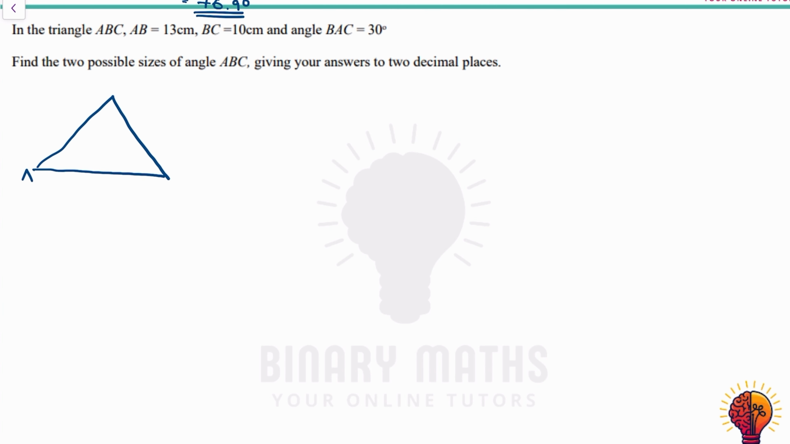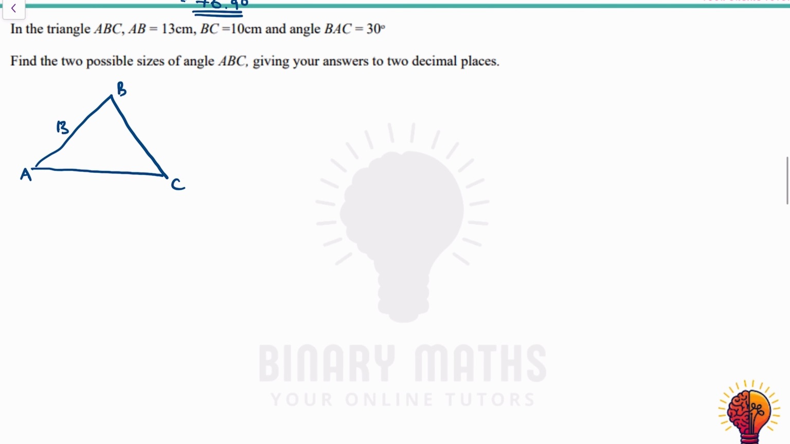So we've got A, B, C. We've got A to B is 13 centimeters, so 13 here. B to C is 10. And angle BAC is equal to 30 degrees. Now the important thing is that we realize that's one version of the solution. That's how it could possibly look.